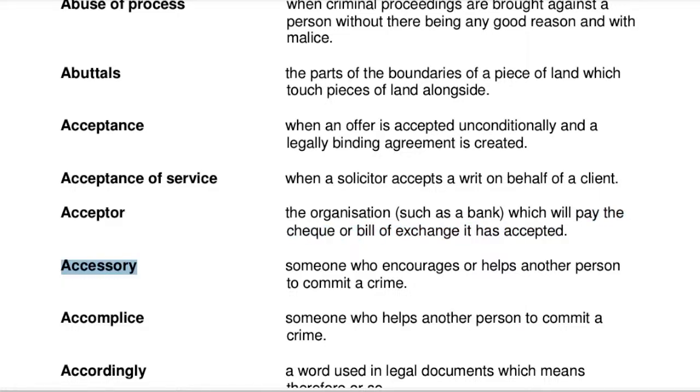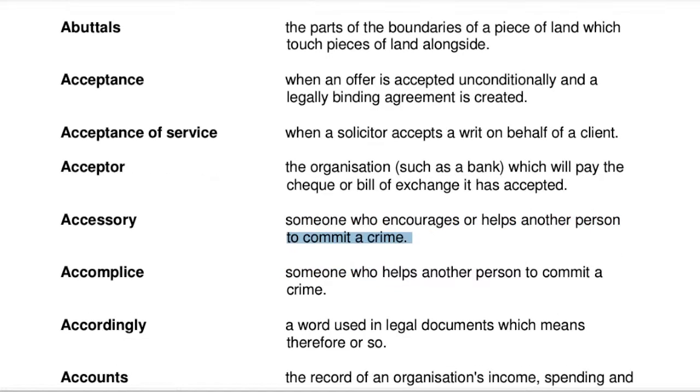Accessory, someone who encourages or helps another person to commit a crime. Accomplice, someone who helps another person to commit a crime. So we have accessory, someone who encourages or helps another person to commit a crime, and accomplice is someone who helps. So an accessory could also be an accomplice, but an accomplice isn't necessarily an accessory because they may not be encouraging, they might just be helping out. They might be taking orders, being encouraged by another criminal.